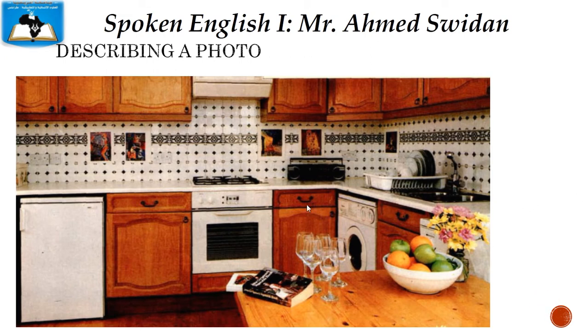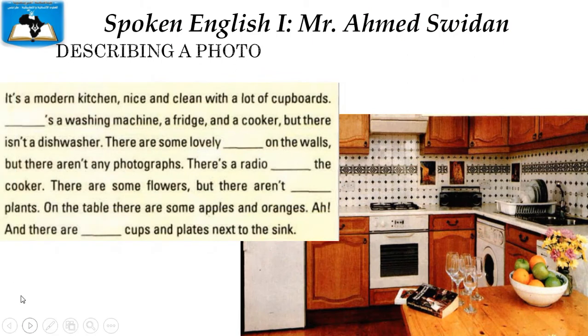Okay, so as we heard the description of this modern kitchen, there are cupboards, a washing machine, a cooker, a fridge, cups, dishes, apples and oranges, and some other stuff. But now let's move on to the next slide. Let's try to listen again and finish or fill in the gaps, okay?